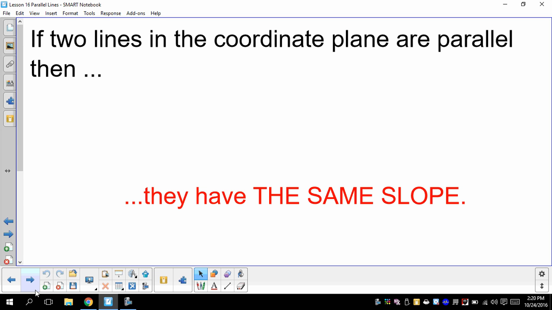Of course, it's important to recognize, or re-go over, that parallel lines are two lines that are never going to touch each other, so they'll never intersect. They go on and on forever and never intersect each other. So in the coordinate plane, when two lines are parallel and never intersect, that means they have the same slope.